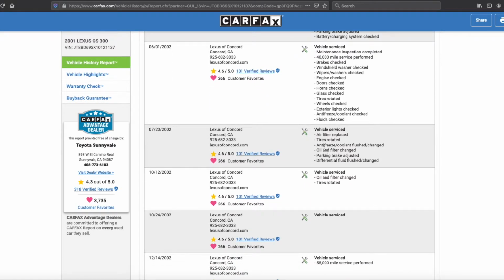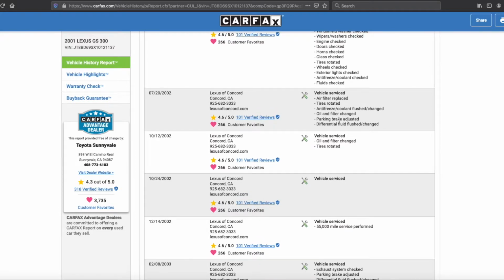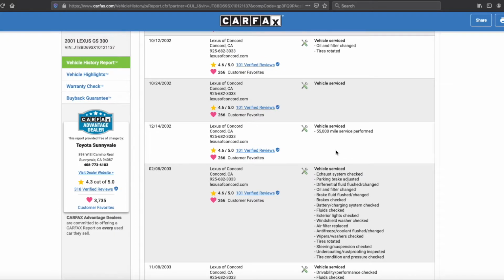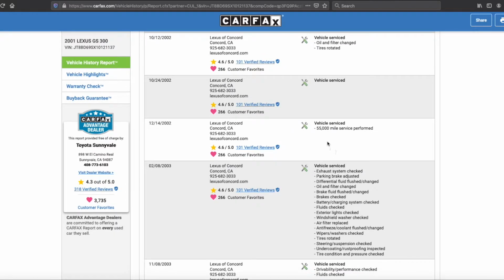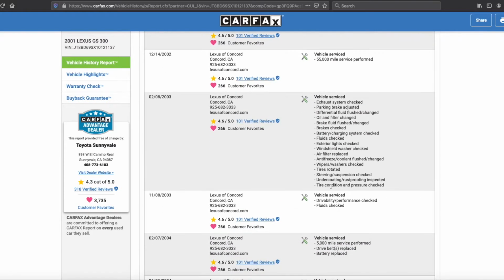And later on, they also changed the air filter again. Coolant change, which is really nice. Otherwise, your radiator may rust if you don't take care of that. And it's good to have clean coolant in the system as well. So well maintained. 55K service over here. I'm sure that's oil included. They don't specify it. And you got more maintenance down the road.